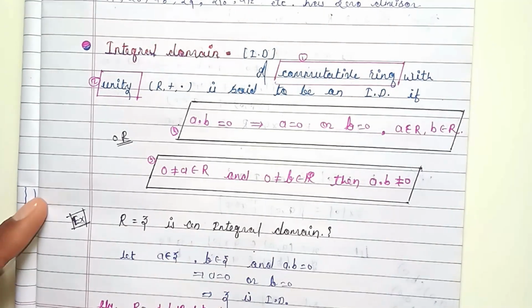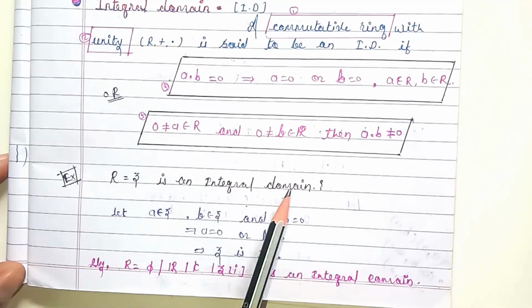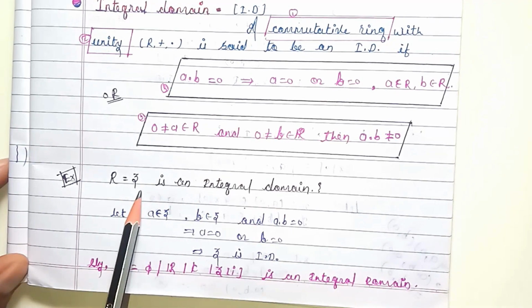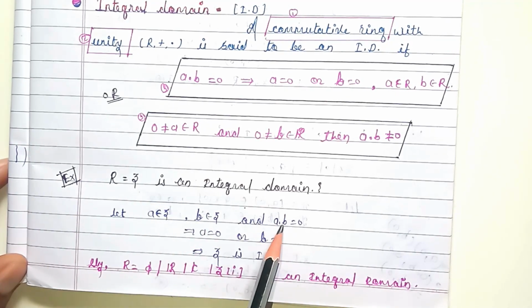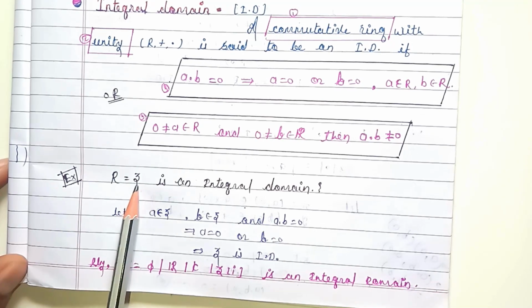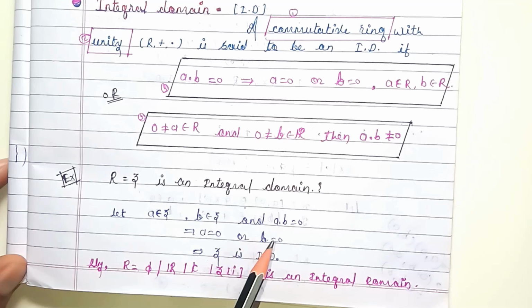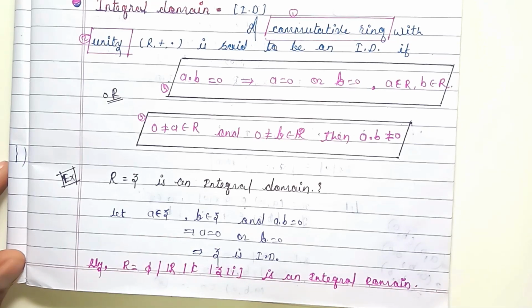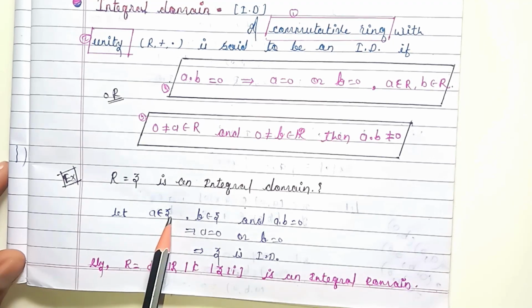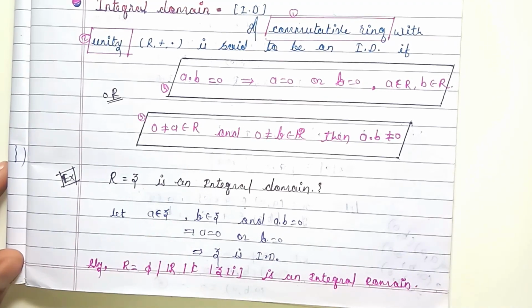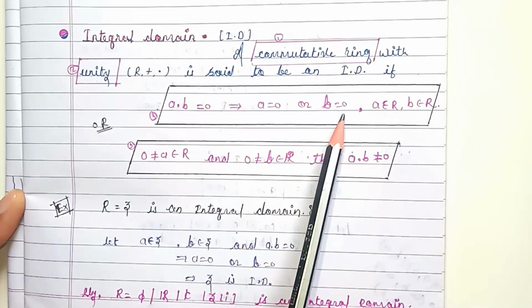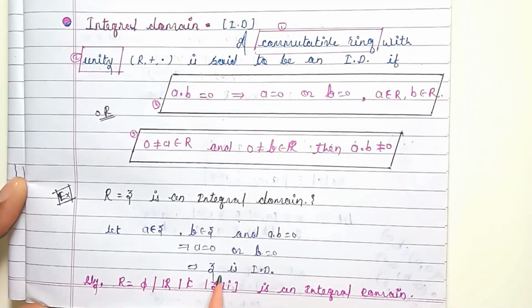Now let's find some examples depending on integral domain. My first example is R equal to Z. Is it an integral domain or not? We know that Z is an infinite ring. Now let's consider two elements, a belongs to Z, b belongs to Z, such that a dot b is 0. Under Z, we have to check whether Z is an integral domain or not. That means we want one of the elements, a is 0 or b is 0, and Z contains 0. If I consider a as 0 from Z or b as 0 from Z, surely if we multiply 0 with any element we get 0. So the first definition, a dot b equal to 0 implies a is 0 or b is 0, is satisfied here. So we say that Z is an integral domain.